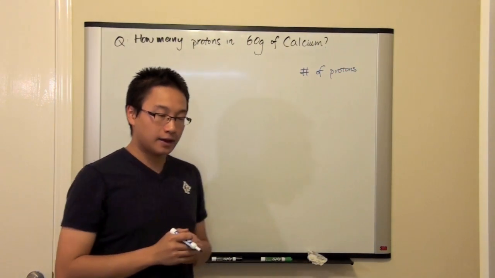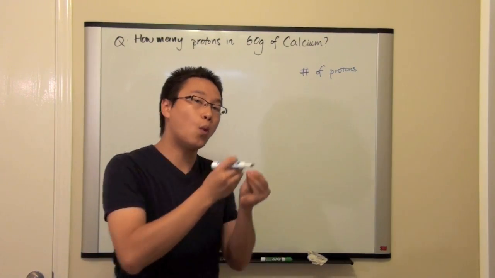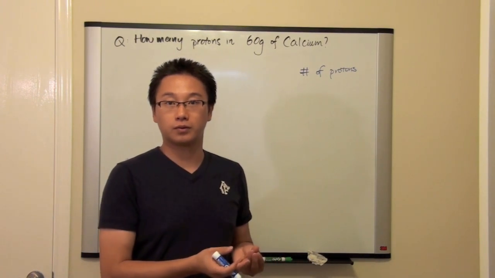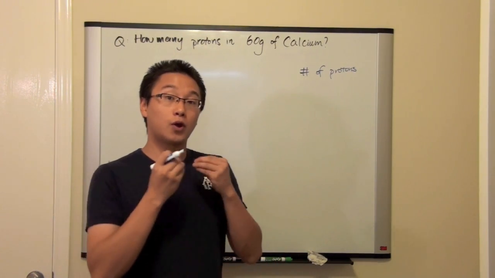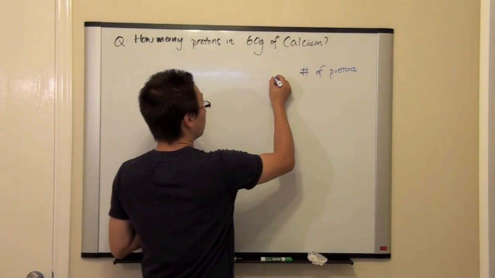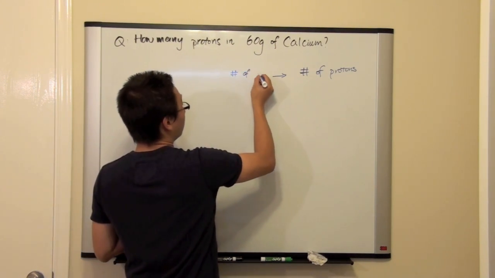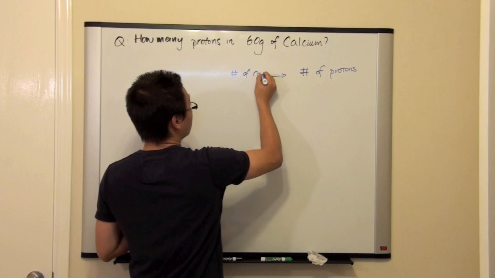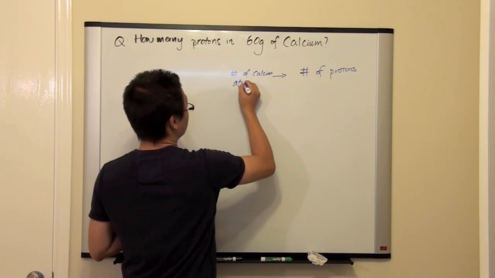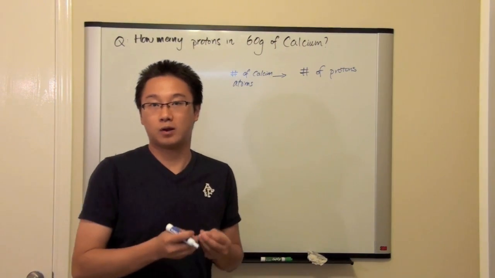And how are we going to find this number? Now, if we have one calcium atom, then we know there are 20 protons total. That means if we know the number of calcium atoms, then we're good. So what we are going to do is first, we gotta know how many calcium atoms are there. Now, can we find out how many calcium atoms are there?